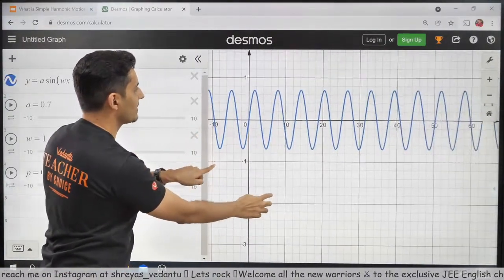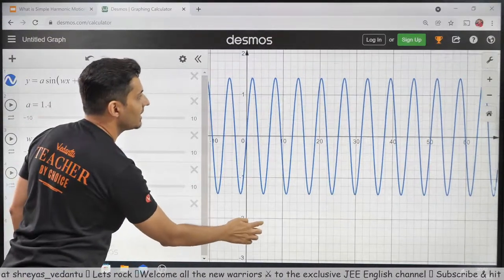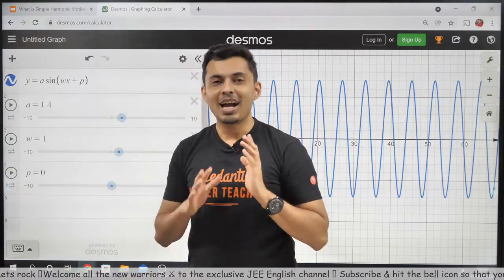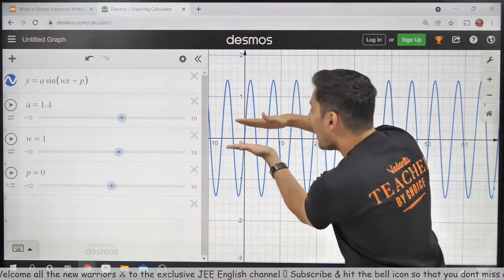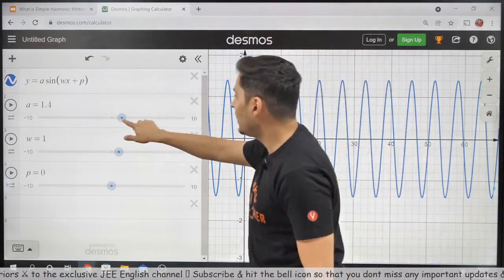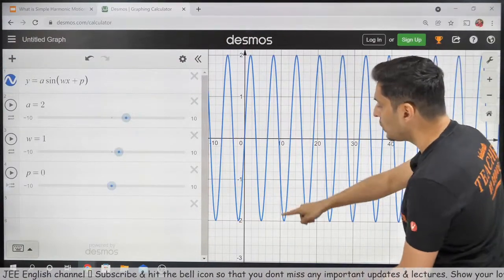So that's what happens. By changing this, I am changing the amplitude. Amplitude is how much you go on this side or this side. If I keep this at 2, it goes from 2 to minus 2.